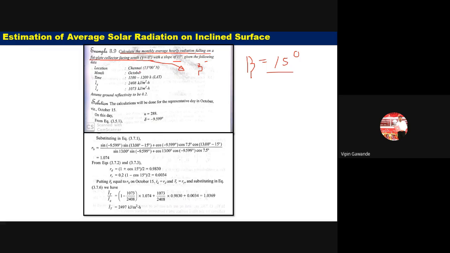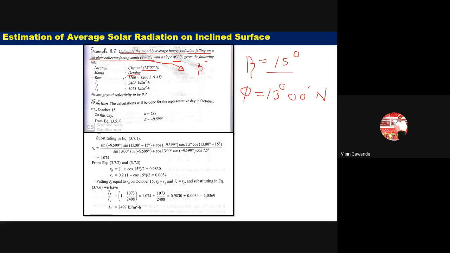Now the location is given: Chennai. So the latitude, the phi angle, is given in the problem. Phi is equal to 13 degrees 00 minutes north, so we will take this as a positive value. Then the month is given as October.